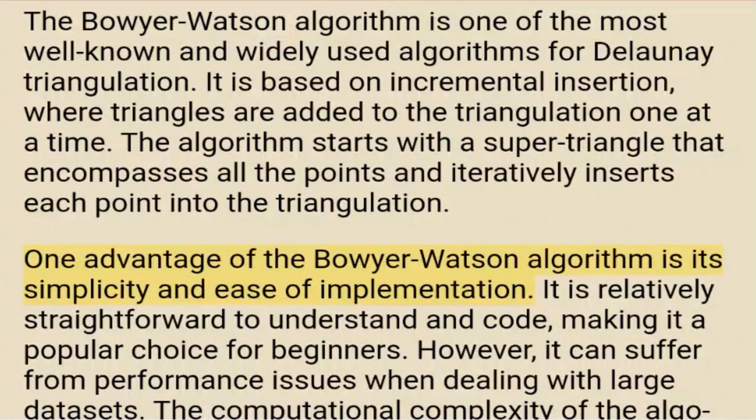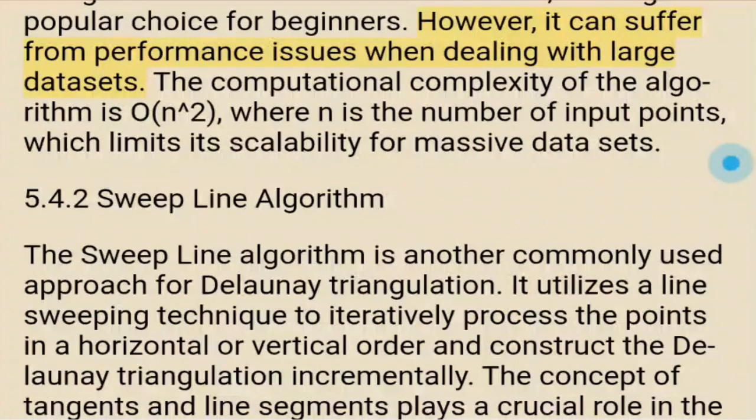One advantage of the Bowyer-Watson algorithm is its simplicity and ease of implementation. It is relatively straightforward to understand and code, making it a popular choice for beginners. However, it can suffer from performance issues when dealing with large datasets. The computational complexity of the algorithm is O(n^2), where n is the number of input points, which limits its scalability for massive datasets.